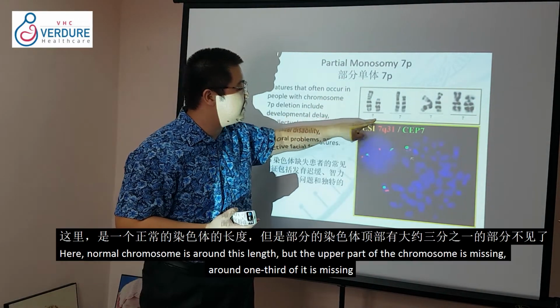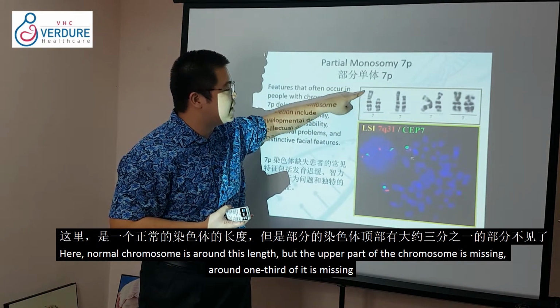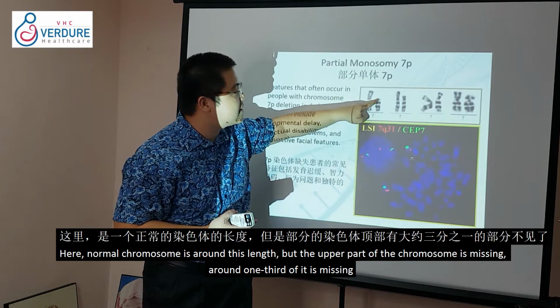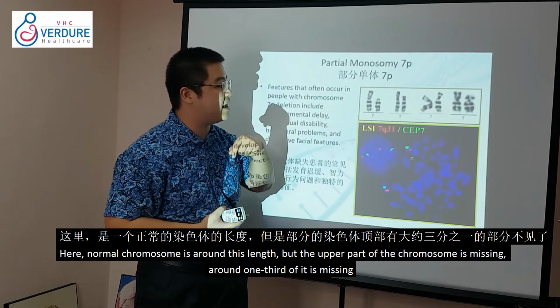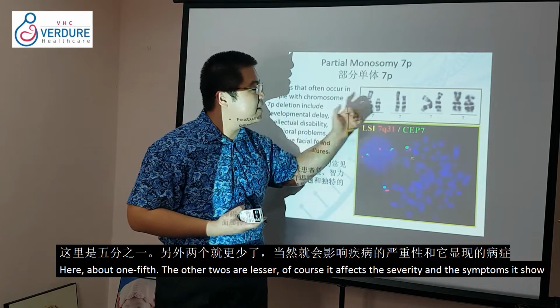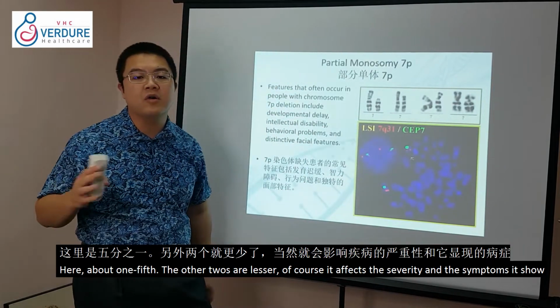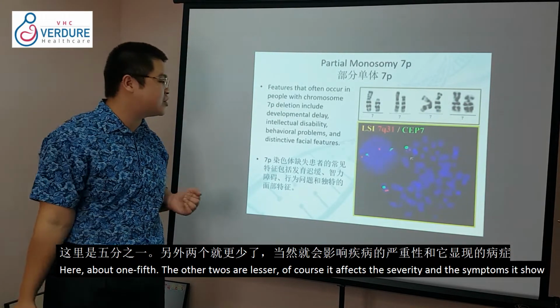If you can see over here, the normal number 7 chromosome is of this length, but the upper part of it has been missing. So pretty much 1/3 of it has been missing. And over here, about 1/5. And the other 2 is less than that. So of course that would depict different severity and symptoms that it shows.